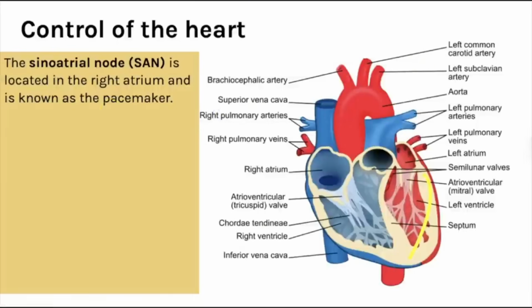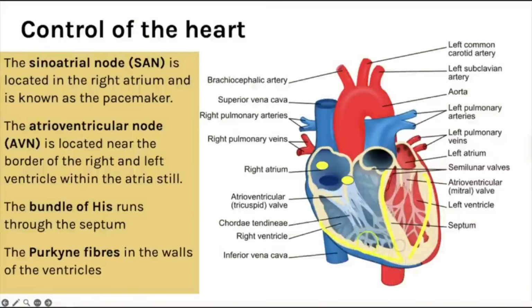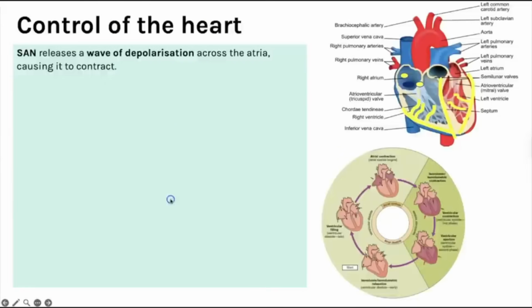The sinoatrial node, or SAN, is located in the right atrium, and that is known as the natural pacemaker. The AVN, or atrioventricular node, is located near the border of the right and left ventricle. It is still within the atrium, though, just here. You have a bundle of His which runs through the septum, and then the Purkinje fibres branch into the walls of the ventricles. So these two are nodes that will emit the electrical activity. The bundle of His and Purkinje fibres are able to transmit and conduct that electrical activity through the myogenic muscle.